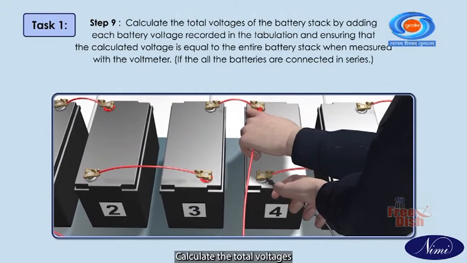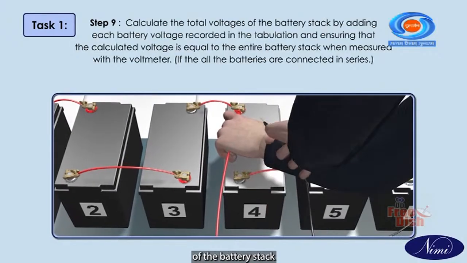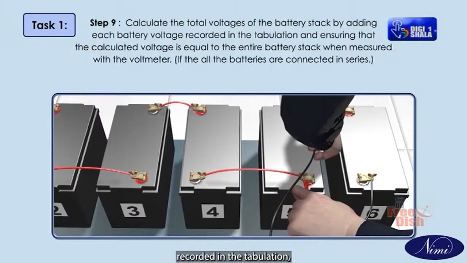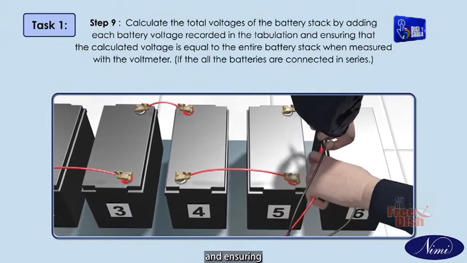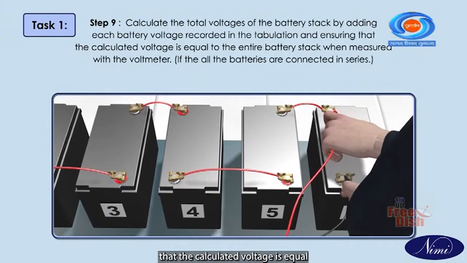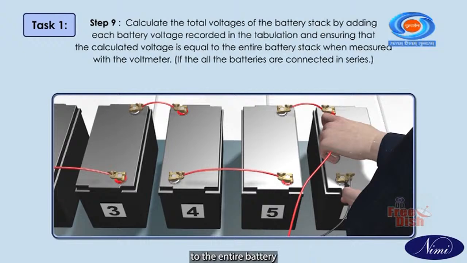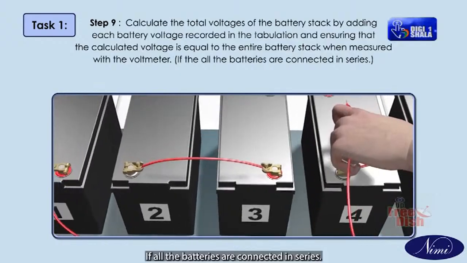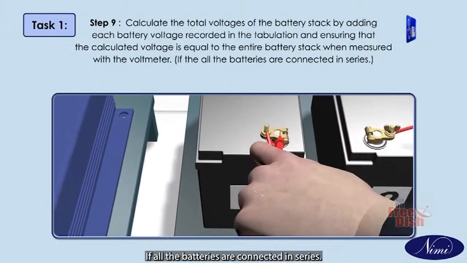Step 9. Calculate the total voltages of the battery stack by adding each battery voltage recorded in the tabulation and ensuring that the calculated voltage is equal to the entire battery stack when measured with the voltmeter, if all the batteries are connected in series.